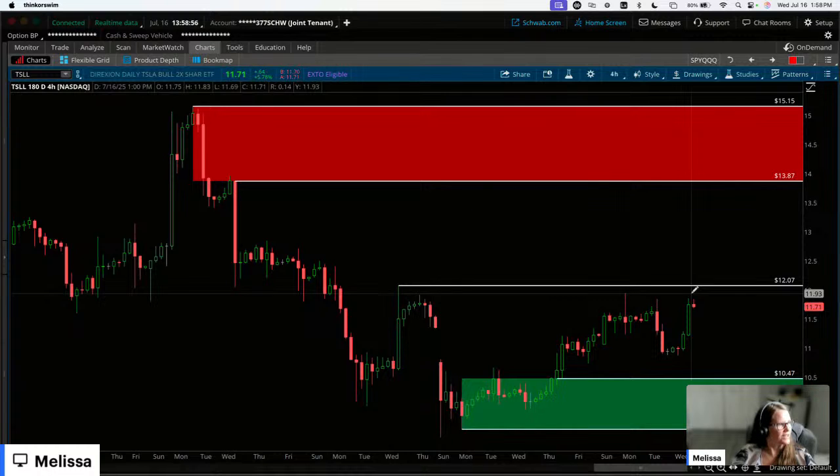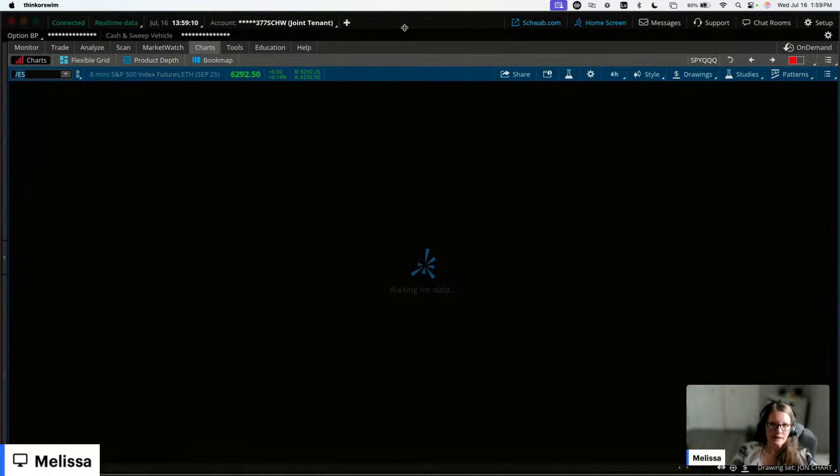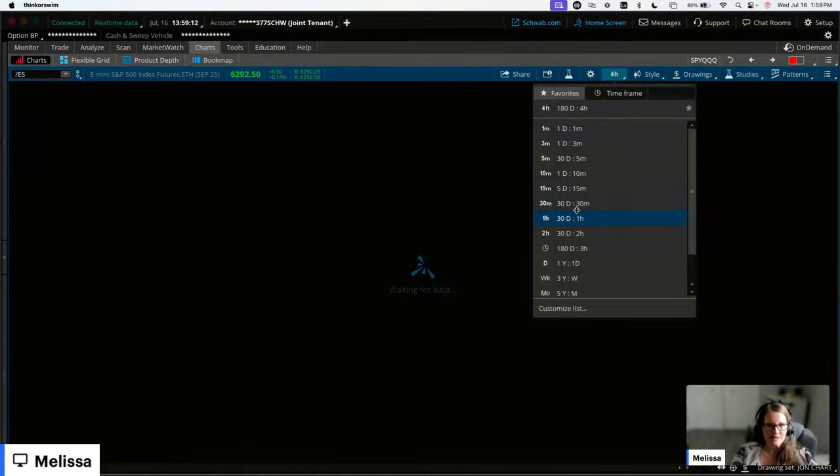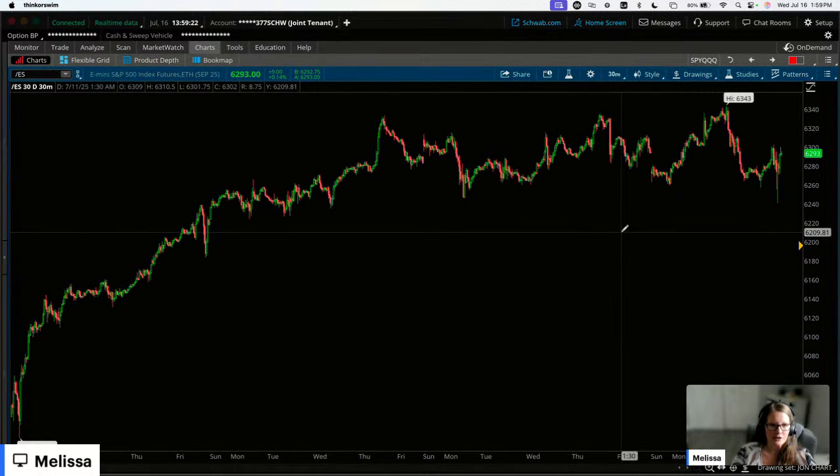All right, Stephen, I did the NQ. Donald would like to look at ES. I have only a couple of minutes, so I will do this one quickly. And Donald requested the 30-minute chart. So, really quick, we will look for those imbalance candles on the ES 30-minute chart.